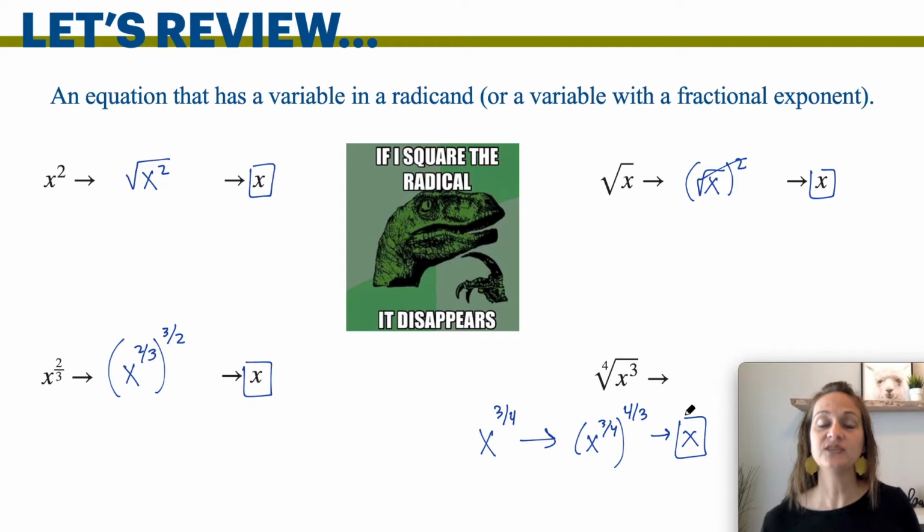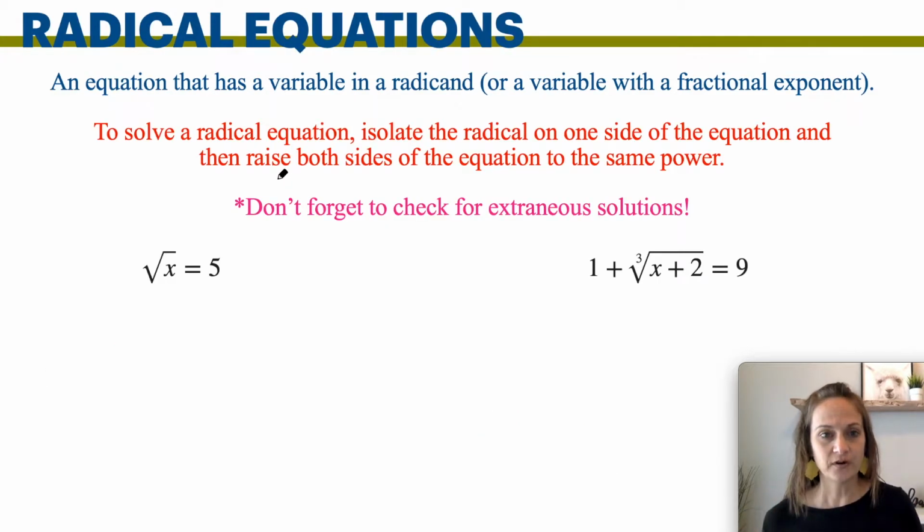So you are needing to raise a variable to the reciprocal in order to get x back as the answer. For example, again, a radical equation has a variable in the radicand. To solve, you will isolate the radical on one side of the equation, and then you're going to raise both of them to the same power. Be careful, we have extraneous solutions in cases like these.